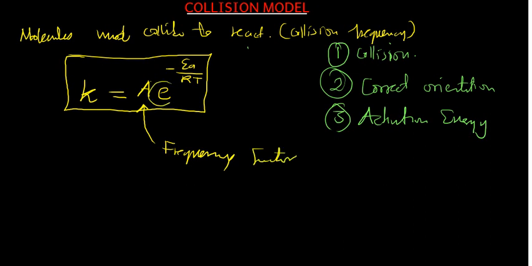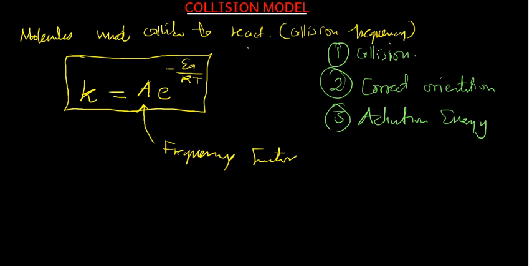And then this is simply Euler's number. It's about 2 point something, 2.718. So this is Euler's number. You can just punch it on the calculator, it is there. And then we have Ea, which is the activation energy, R is the universal gas constant, and T is the temperature in Kelvin.